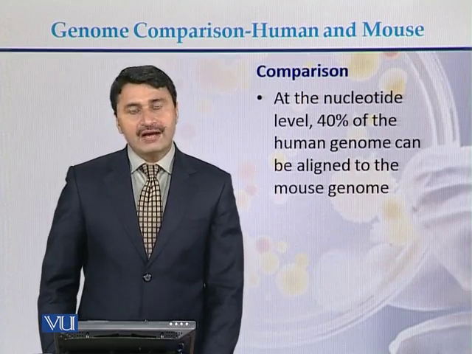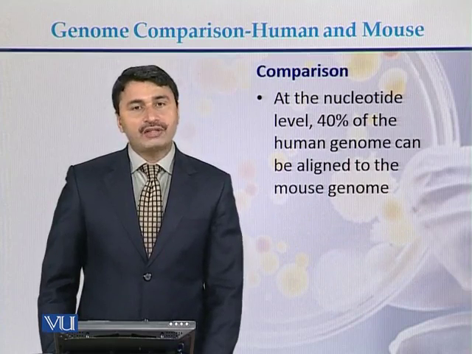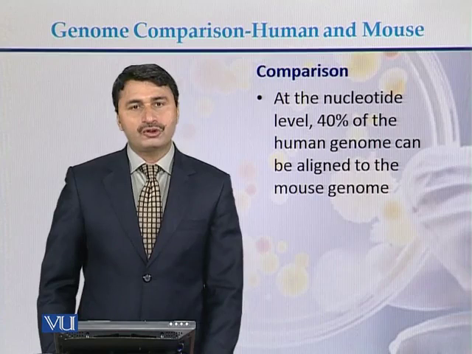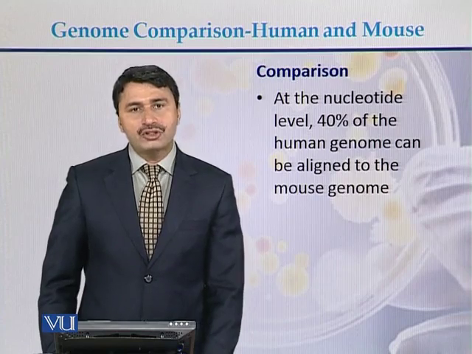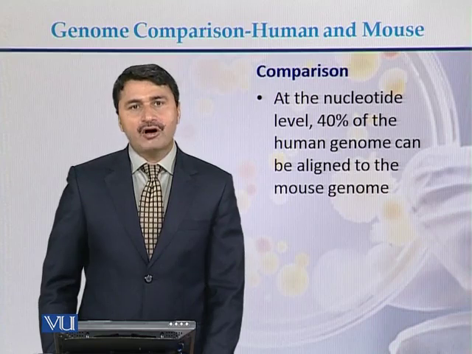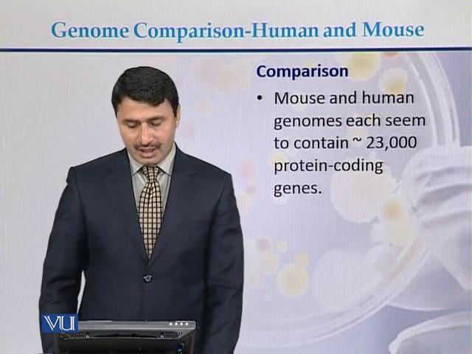At the nucleotide level, 40% of the human genome can be aligned to the mouse genome. So it means that the mouse genome and the human genome have alignment or similarity up to 40% at the level of nucleotides.